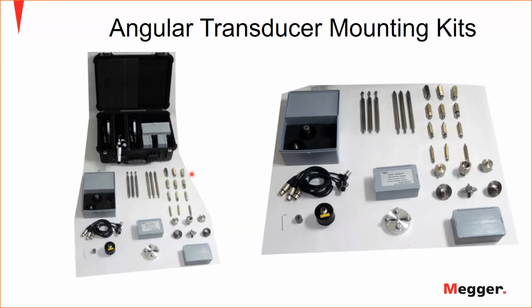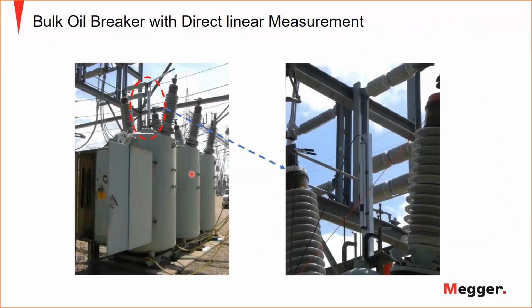I have a transducer with me here in the office. I will be giving you a quick brief idea about how it operates and how it mounts on a circuit breaker. So this is a picture of a bulk oil breaker with direct linear measurement. You can see the transducer there. This transducer is zoomed in here. The transducer is connected to the interrupter directly to measure how much it is moving in and out during open and close operation.